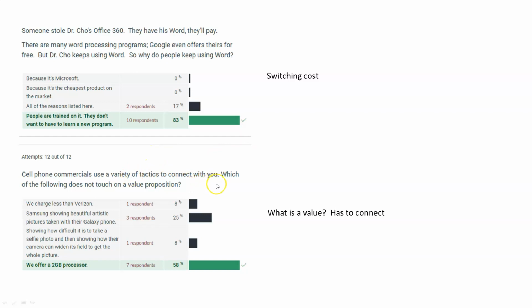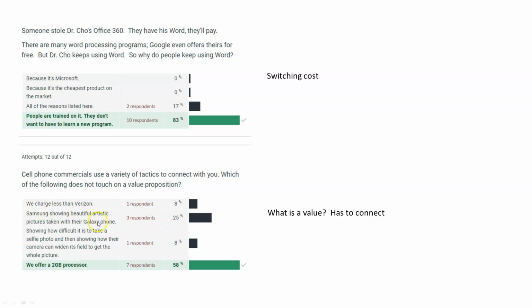Cell phone commercials use a variety of tactics to connect with you. Which of the following does not touch on a value proposition? And so once again, the key word here is value. We charge less than Verizon, economic. Samsung showing beautiful artistic pictures taken with their Galaxy phone.